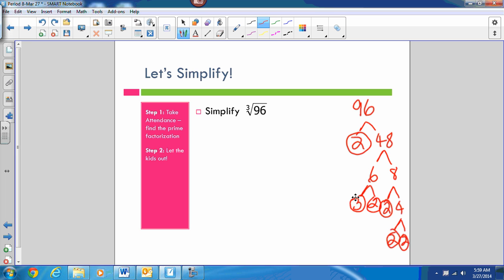6 is 3 times 2. So now I've circled all my primes. I'm going to go ahead and put that inside my radical. So I have 1, 2, 3, 4, 5 2's. You'll notice I always put them in order. It makes life a little easier for when you're looking for your groups. And now, since my index is 3, I'm going to look for groups of 3. Circle this group of 3. Do I have any other groups of 3? That's right, I don't.